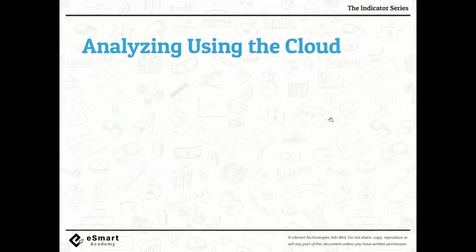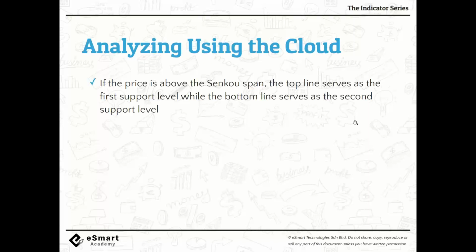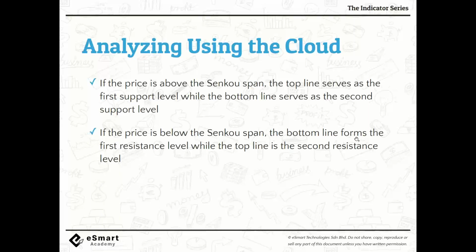So let's first start off by talking about the cloud, because that's the most obvious and the easiest for anyone to understand. The cloud is very simple. Basically, you just ask yourself, is price trading above it or below it? This cloud acts like a support and resistance, a dynamic support and resistance area. If price is above it, then the cloud becomes your support. If price is below, then the cloud becomes your resistance.